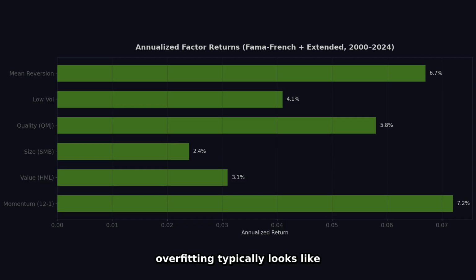Let's walk through what overfitting typically looks like in practice. Common symptoms: Sharpe ratio above 3 on a daily traded strategy with simple logic and no clear economic story. Equity curve almost perfectly smooth, even during major market shocks. Strategy performance collapses as soon as you change parameters slightly.